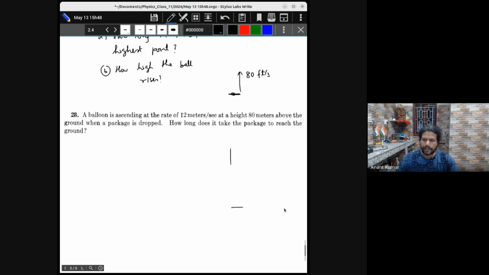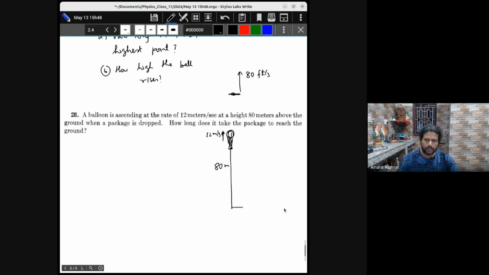Basically, when it is 80 meters above, the balloon was ascending. Balloon है weather balloon की तरह, that was ascending at a rate which is 12 meter per second। और यहाँ से पैकेज को ड्रॉप कर दिया गया। So we need to find out.